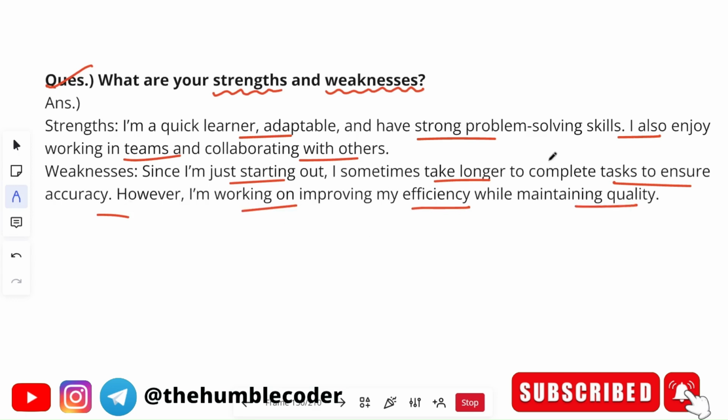Now, if you notice here, we have told one such weakness, which is also showing our good quality only. The good quality is that we focus on accuracy, right? So you also have to mention such kind of weakness only, that you are saying weakness also, but it is not giving a negative impact. It is giving a good impression only about you. And always say this thing that, I am working on improving my efficiency while maintaining quality, which means I am working on my weakness.